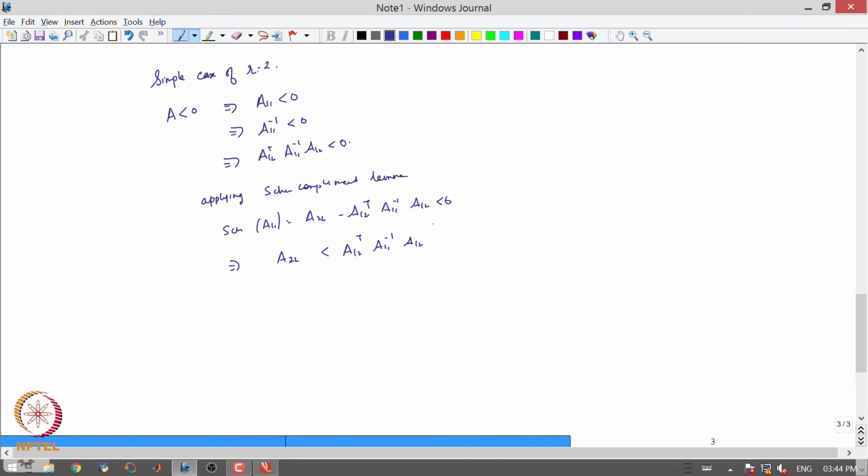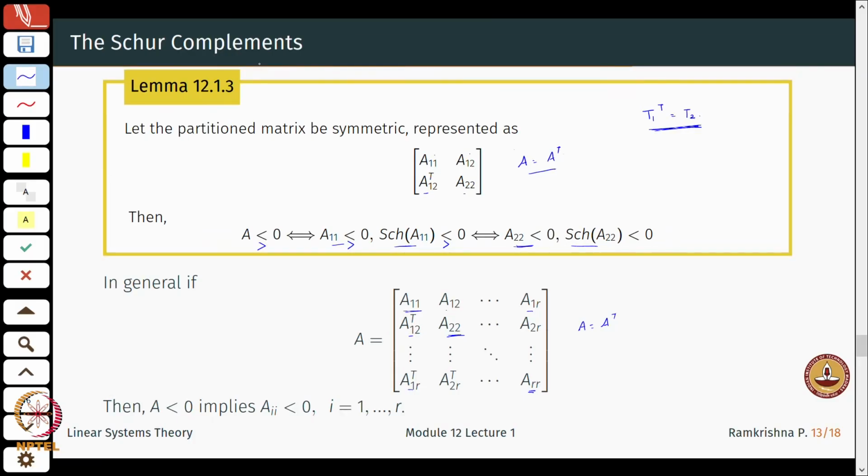And what do I know from the Schur complement lemma or all this? So from this condition, I also have that A22 is less than 0, right? So these two are true: A11 less than 0 and A22 less than 0. So A less than 0 implies these two conditions. For R greater than 2, there will be a couple more steps, but I will skip those. But this is good for a little understanding of what the result is trying to say.